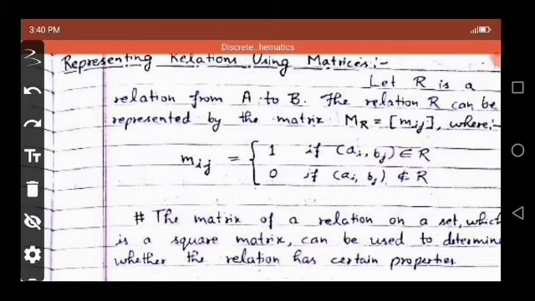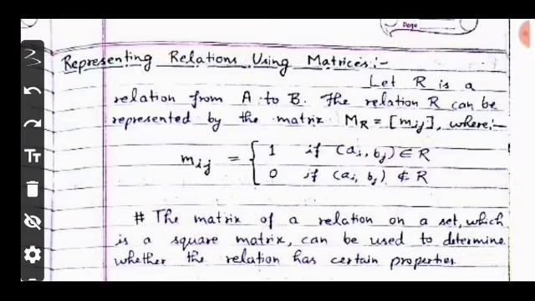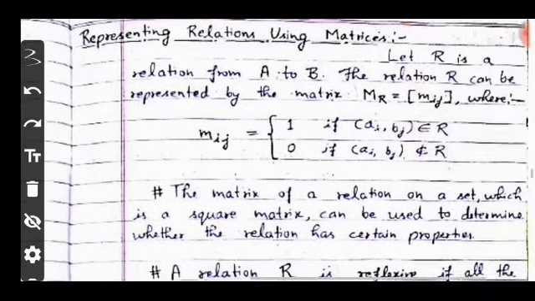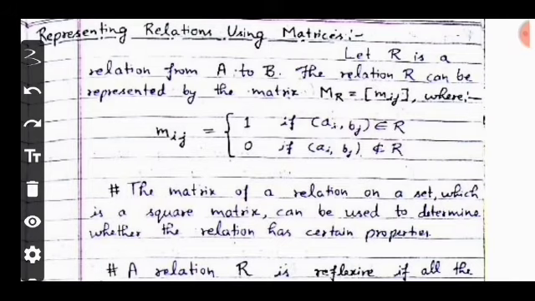Sometimes we represent a relation using a matrix. Let R be a relation from A to B. The relation R can be represented by a matrix M_R equal to [M_ij], where M_ij is equal to 1 if (a_i, b_j) belongs to R, else 0 if it does not belong to R.